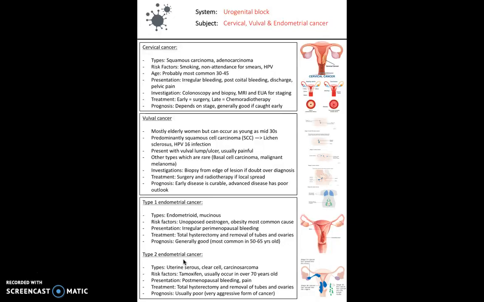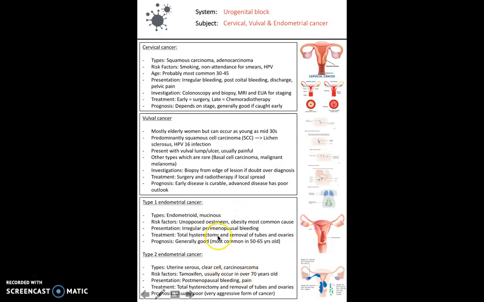The first sign is most often vaginal bleeding, not associated with any menstrual period. Other symptoms can include pain when urinating or during sexual intercourse, or pelvic pain, so quite similar symptoms to that of cervical cancer. Endometrial cancer occurs most commonly after the menopause, and approximately 40% of cases are actually due to obesity. It's important to know the differences between endometrial type 1 and type 2 cancer, and the main difference here are the types of cancer. So type 1 cancer, you'd expect endometrioid or mucinous cancer. Type 2, you'd expect uterine serous, clear cell carcinoma and carcinosarcoma.